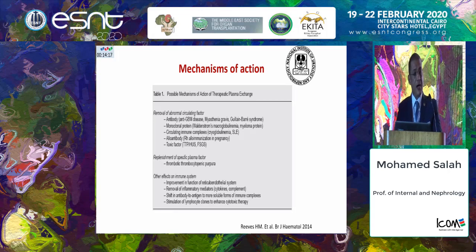FSGS, or by replenishment of specific plasma factors as what we have in thrombotic thrombocytopenic purpura, and other effects on the immune system, improvement in the function of the reticuloendothelial system, removal of inflammatory mediators, cytokines, complement, shift in antibody to antigen ratio to more soluble forms of immune complexes, and stimulation of lymphocyte clones to enhance cytotoxic therapy.